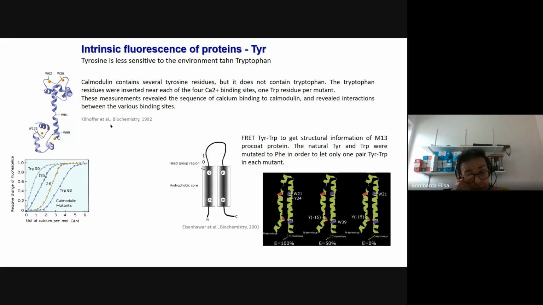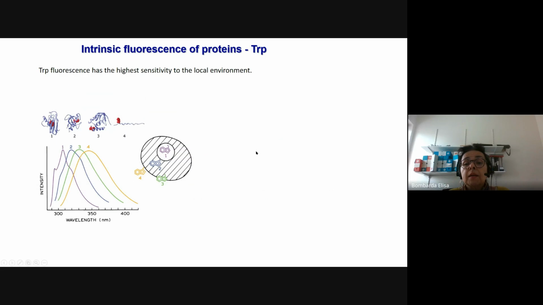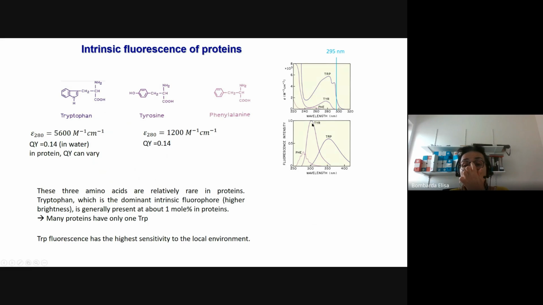Tyrosine, if we look, maybe we go back. No, wait a minute. We go back to, yes, here. So this is the emission spectra of tyrosine. And actually the wavelength, I'm sorry, is not corresponding to the wavelength scale. But okay, we can read the spectra anyway. So these are the emission spectra and the absorption spectra.